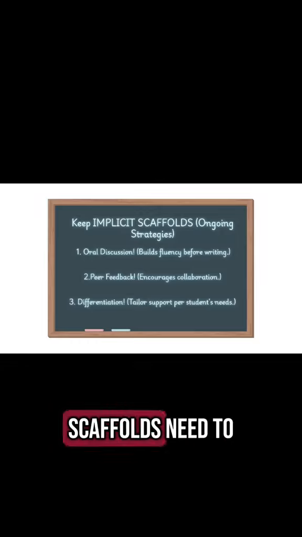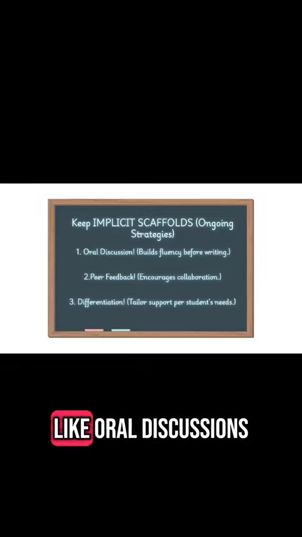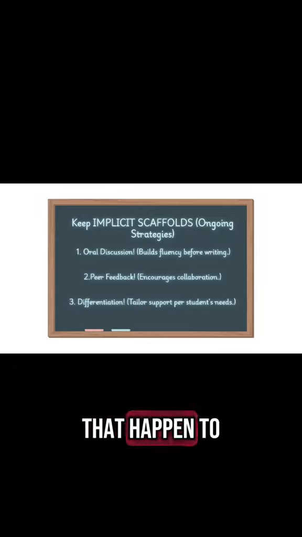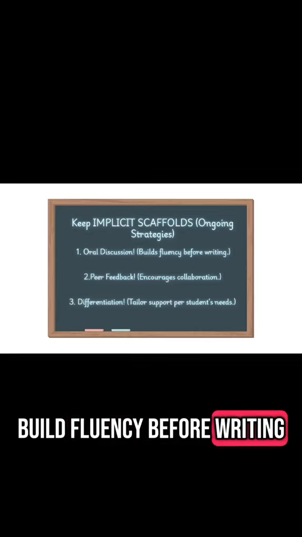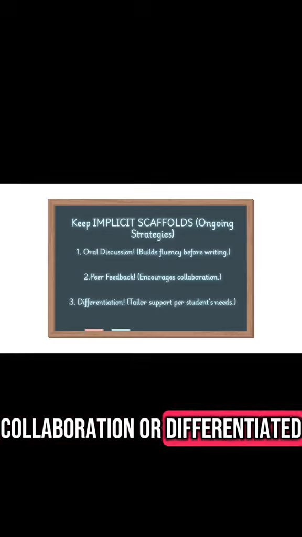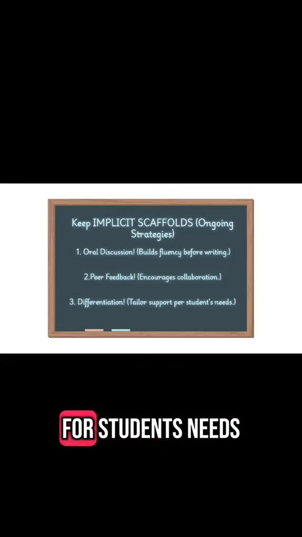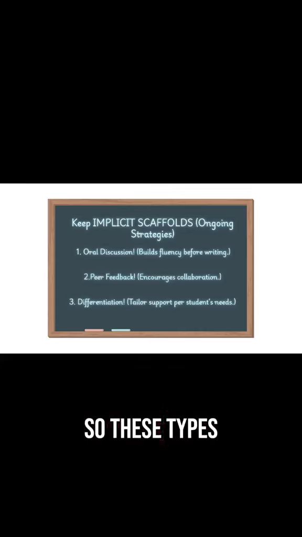Some types of scaffolds need to be kept, and we call them implicit scaffolds, like oral discussions that happen to build fluency before writing, the peer feedback that encourages collaboration, or differentiated instruction, where help and support is tailored per student's needs. So these types of scaffolds can be kept in the classroom and they don't need to fade.